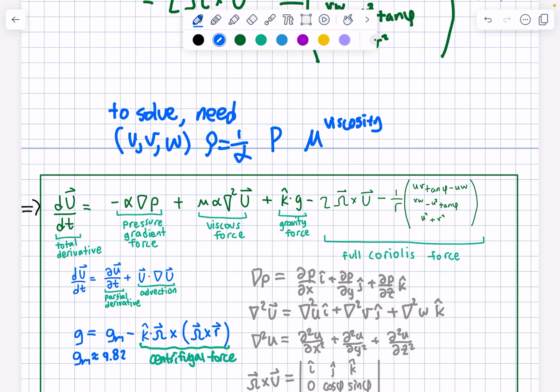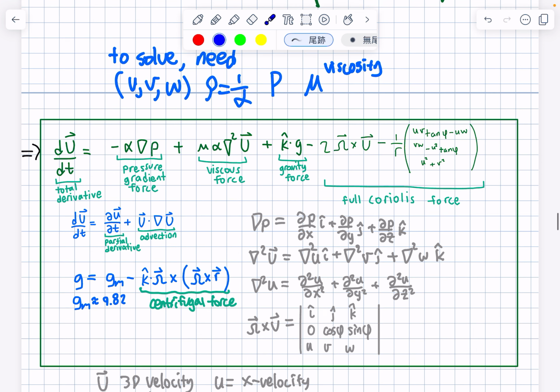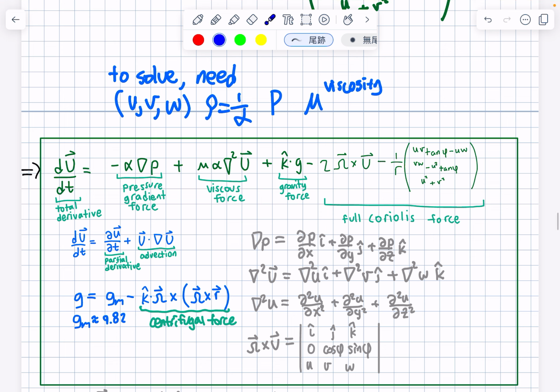And we already know gravity. Inside of the gravity term, you just have these omegas. As long as we know the rotation speed of the Earth, we're good. So this is pretty constant, and we don't need to predict it. We know the radius of the Earth. Anywhere that we're doing this calculation, we know the latitude there. So latitude is fine, and we have everything. To solve this equation alone, you only need U, V, W, rho, pressure, and viscosity. So that's actually quite simple. It could be much worse.